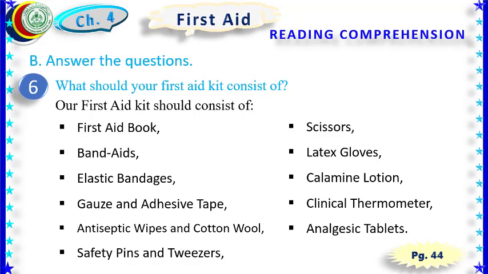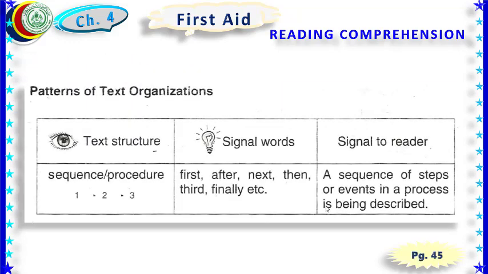Yes, students, this is question number 6. What should your first aid kit consist of? All these things are mentioned in the book. I can read it for you. A first aid book should be there. Band-aid, elastic bandages, gauze and adhesive tape, antiseptic wipes and cotton wool, safety pins, tweezers, scissors, latex gloves, calamine lotion, clinical thermometer, analgesic tablets, painkillers, aspirin.